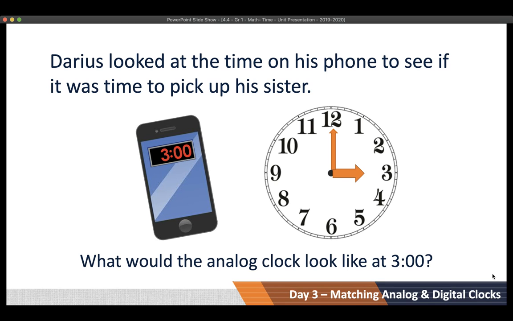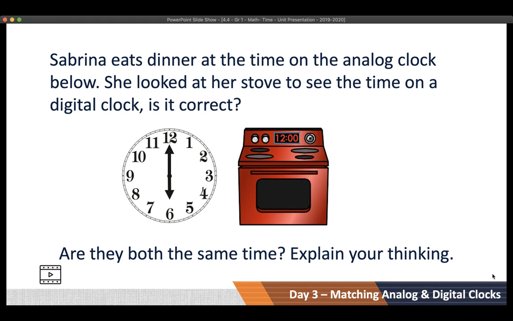So your clock should look like this. The short hand is the hour hand and it's pointed to the 3. The longer, skinnier hand is on the 12 because it is 0 minutes into the hour. It is 3 o'clock. Sabrina eats dinner at the time on the analog clock below.